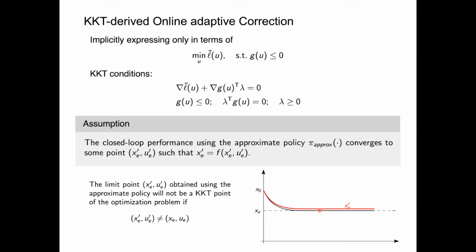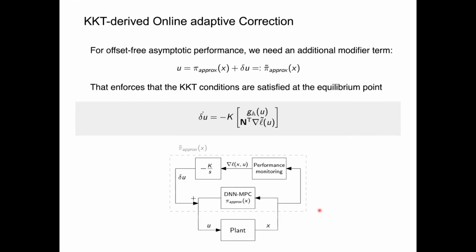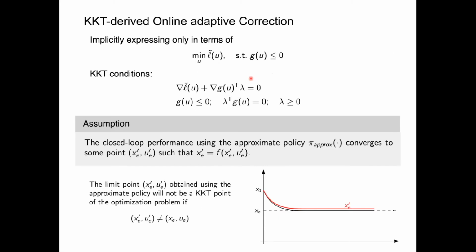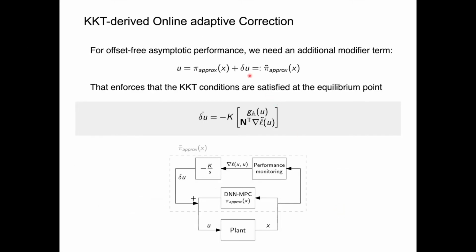We can now use this idea and adapt the approximate control law online to ensure that the limit point satisfies the KKT conditions of the steady state optimization problem. And if we can do that, we can ensure that there are no asymptotic performance losses. Therefore, for offset-free asymptotic performance, we need to add an additional modifier term, delta U, and delta U is updated such that the KKT conditions of the steady state optimization problem are satisfied.